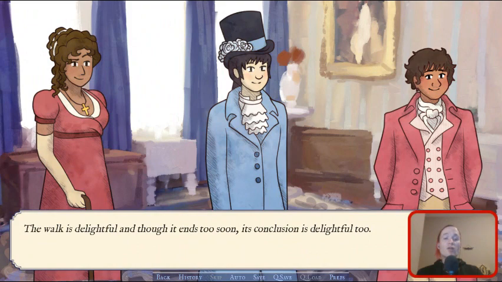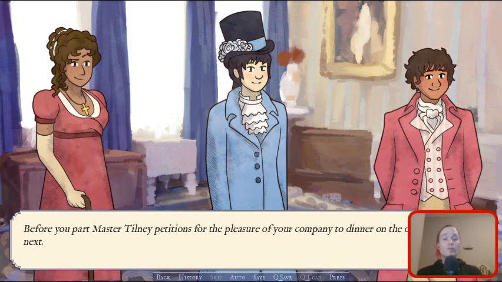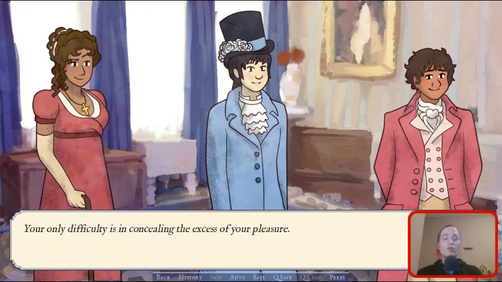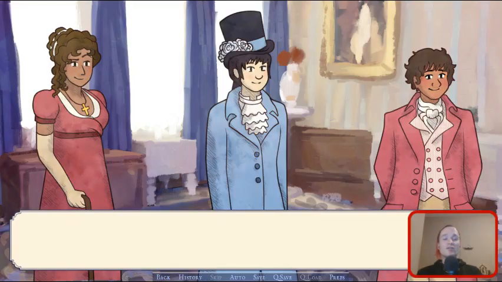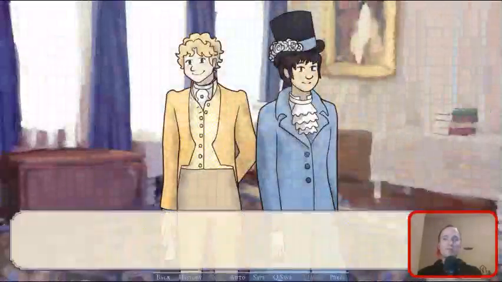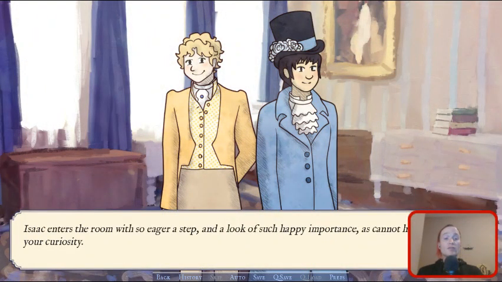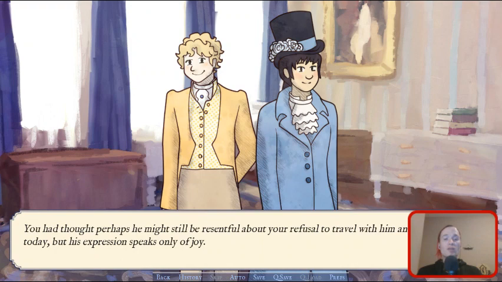The walk is delightful, and though it ends too soon, its conclusion is delightful too. Before you part, Master Tilney petitions for the pleasure of your company to dinner on the day after the next. Your only difficulty is in concealing the excess of your pleasure. Isaac enters the room with so eager a step and a look of such happy importance as cannot help but excite your curiosity. You had thought, perhaps, he might still be resentful about your refusal to travel with him and the others today, but his expression speaks only of joy.